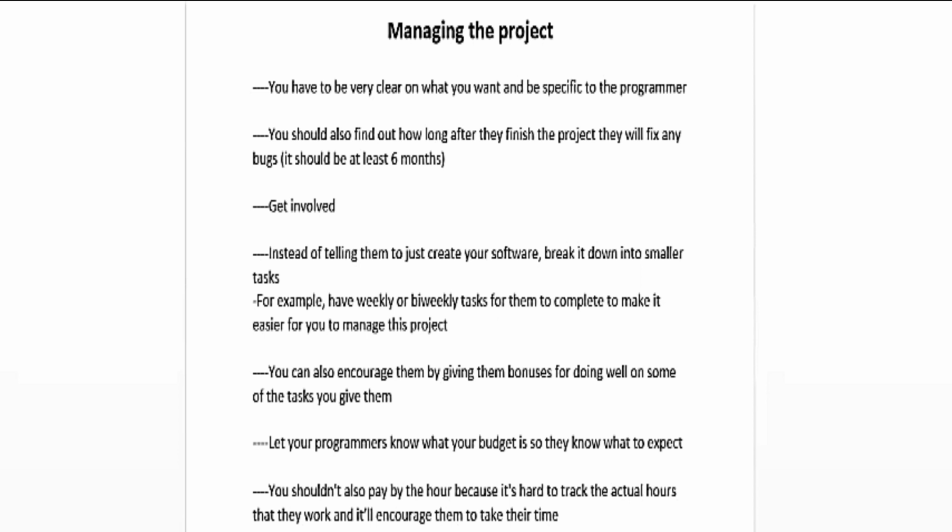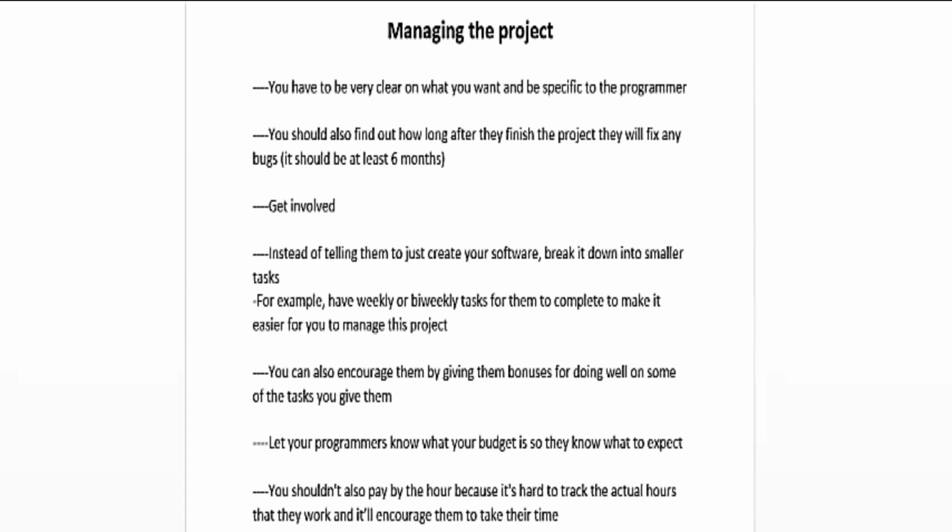Another thing you want to do when you're creating a software product is not to just outsource everything to the programmer and then just be hands off. I mean, you really have to get involved and get your hands dirty if you really want this to be a successful software product. Okay, and instead of just telling them to create your software product, you should break it down into smaller tasks so that it's easier to work on, and it'll be better for you to basically monitor the progress of your software product.